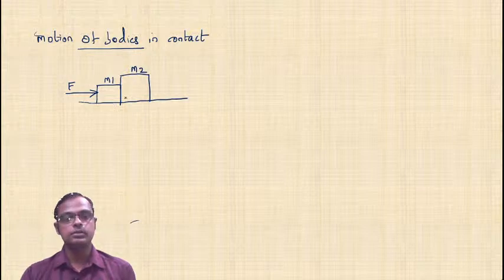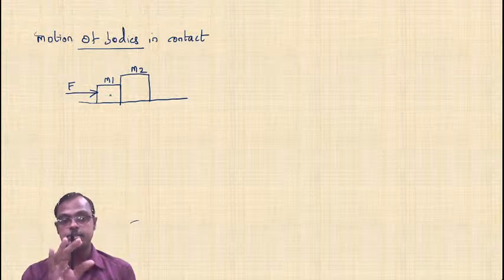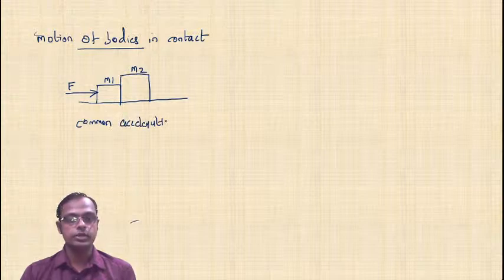So what will happen there? A resultant force will be acting on M1 and M2 together, right? That means you can consider this M1 and M2 as a system now. So definitely these two bodies M1 and M2 will now accelerate to the right side. So the first equation you must know is: what is the common acceleration of these bodies?